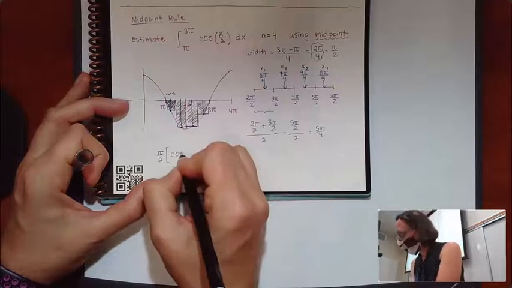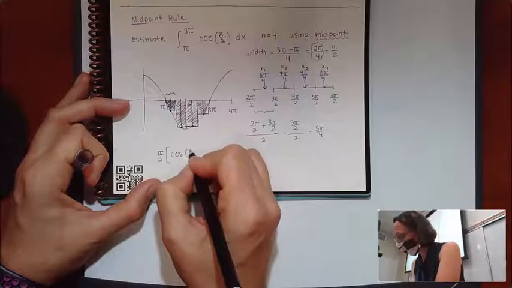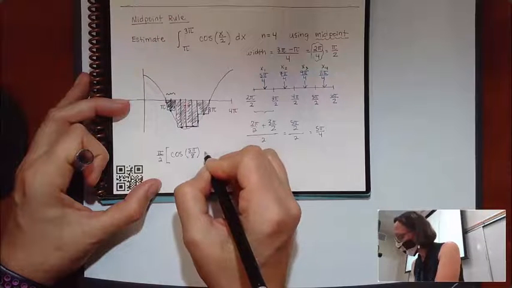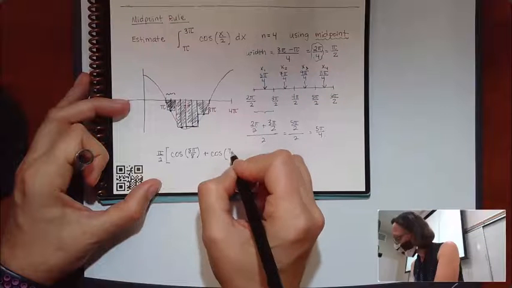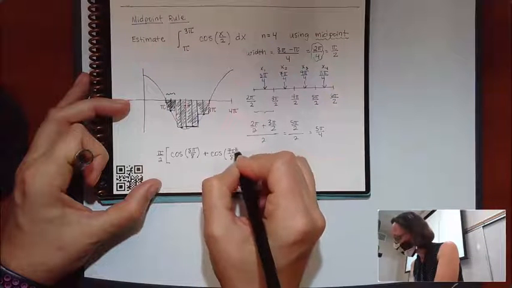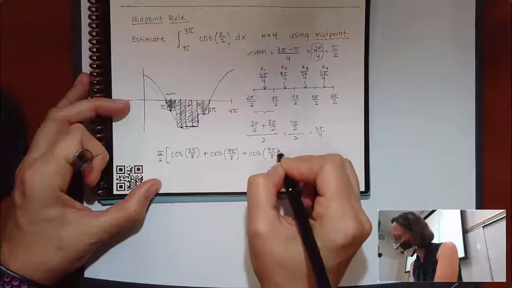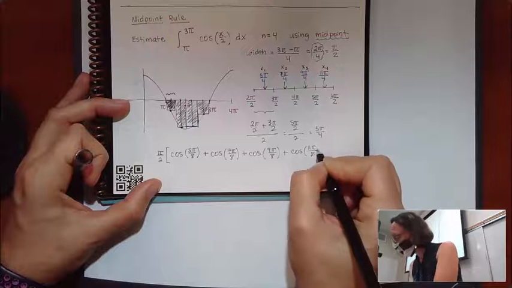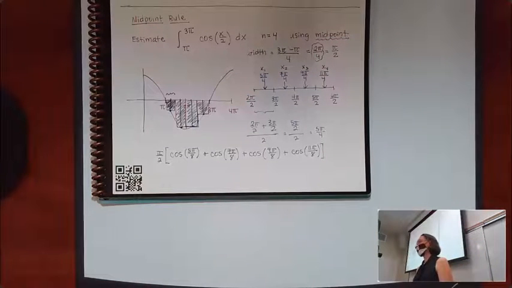So I would have cosine of 5 pi over 8 plus cosine of 7 pi over 8 plus cosine of 9 pi over 8 plus cosine of 11 pi over 8. I don't know what any of those values are. Please pick up a calculator if you need to do that.